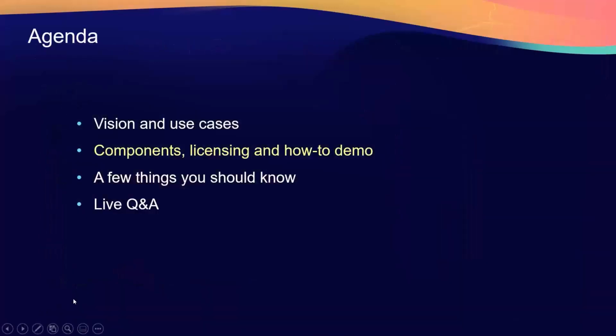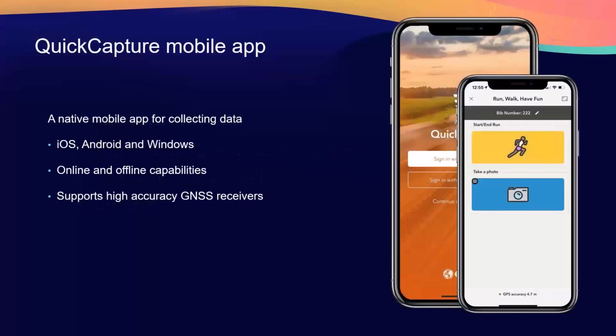So what I'm going to do next is I'm going to describe briefly what are the main components of the product, how it is licensed, and then I'm going to do a demo, a long demo. And in this demo, I want to illustrate also some of the new features we added recently, because I know some of you are already familiar with the application. So the first component, of course, is the mobile application.